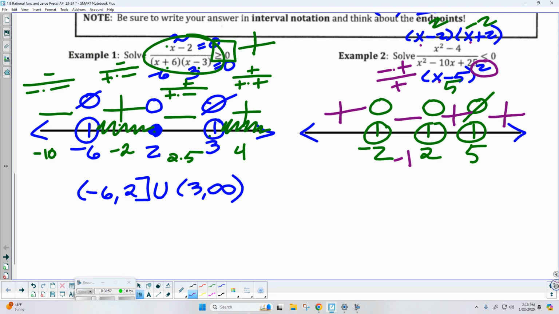Did anybody want me to choose another number and plug it in to show you? Okay. So what am I looking for here? The 3 pluses or the 1 minus? We're less than 0, so I want the 1 minus. So this one only has a 1 interval answer. It should be between negative 2 and 2. There we go.